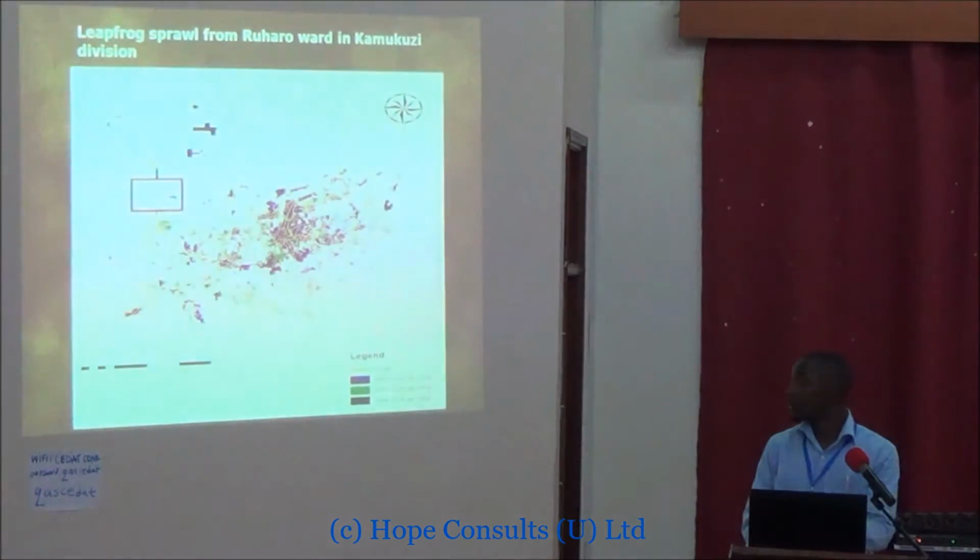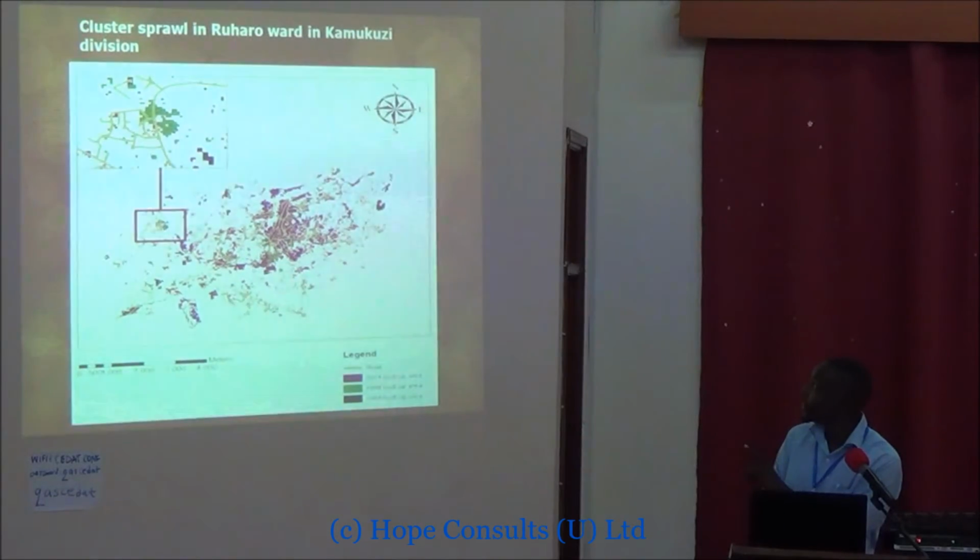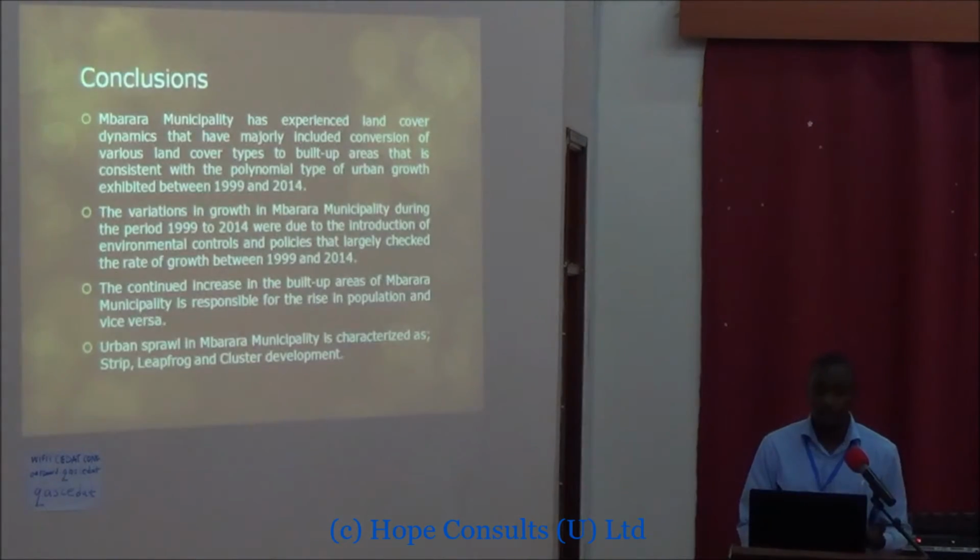That is an example of leapfrog development in the periphery, in Nyamitanga division, campus division, a ward there. Then that is cluster sprawl. Areas that experience cluster sprawl are high density areas, but very far away from the main municipality center. You can see that. These can be residential areas, for example, which have almost everything, but they are far from the main municipality center.